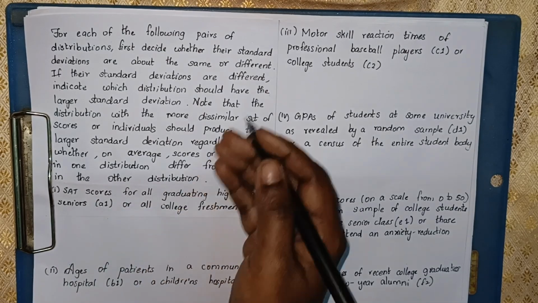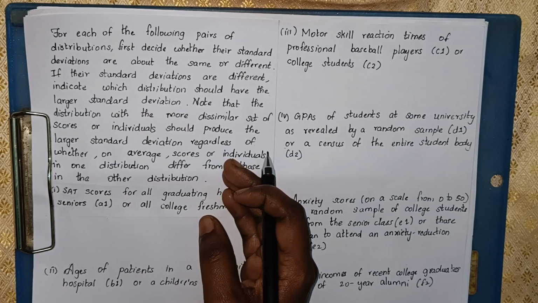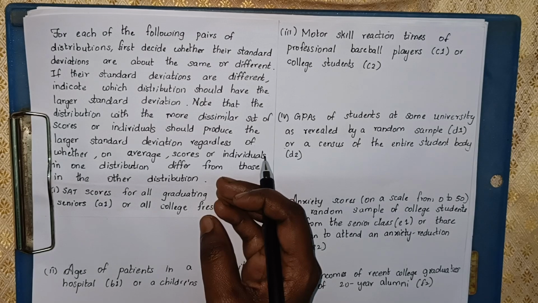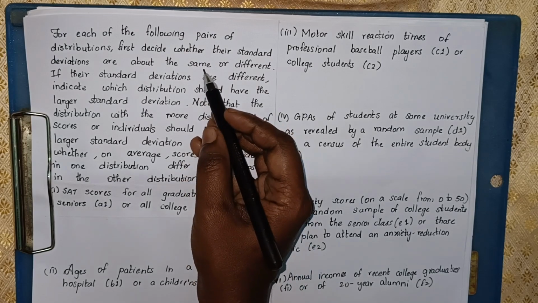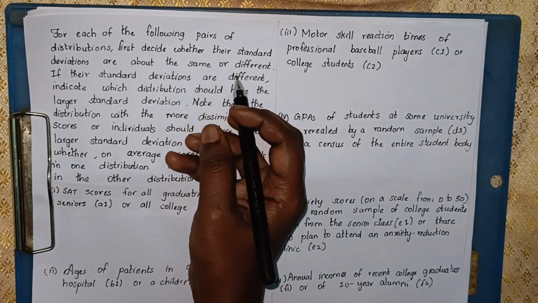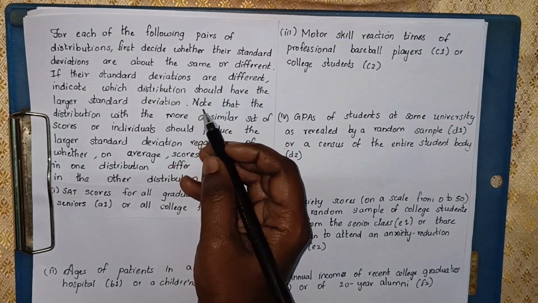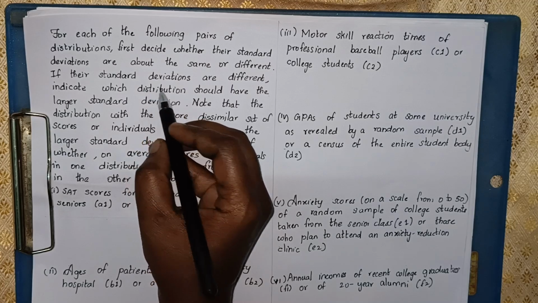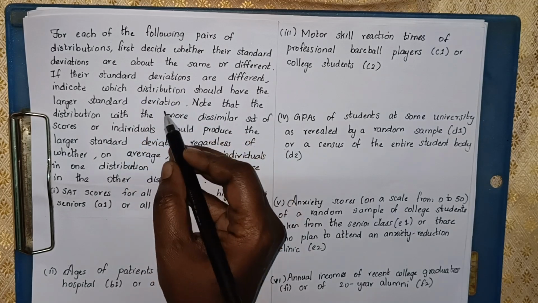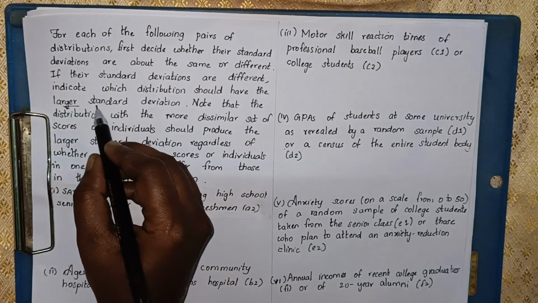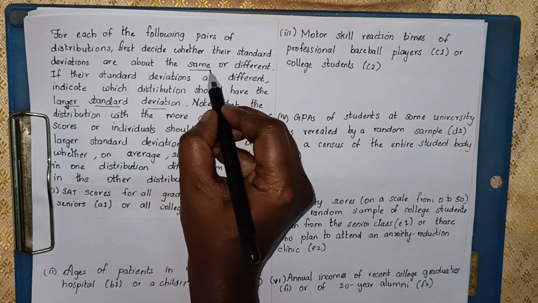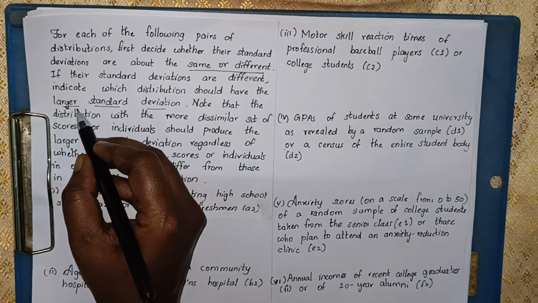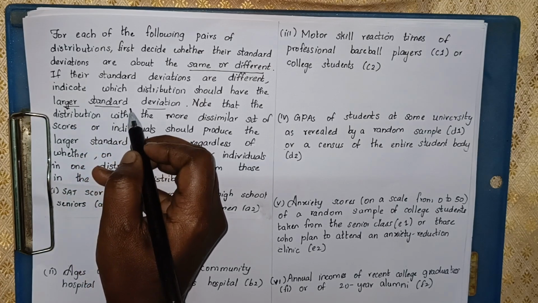So in the question itself, clearly, all we have to do is given. The question seems big, but the answer is very easy because they have given all the conditions we have to check. The first one is to decide whether the standard deviations are same or different. After finding that, if the standard deviations are different, we have to find which has the larger standard deviation. That is the second condition.